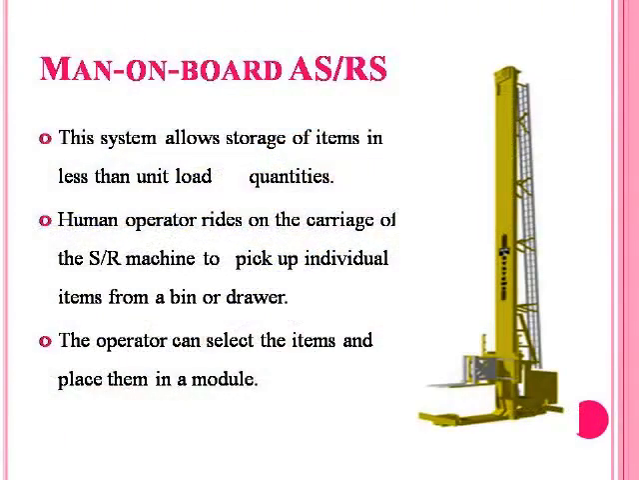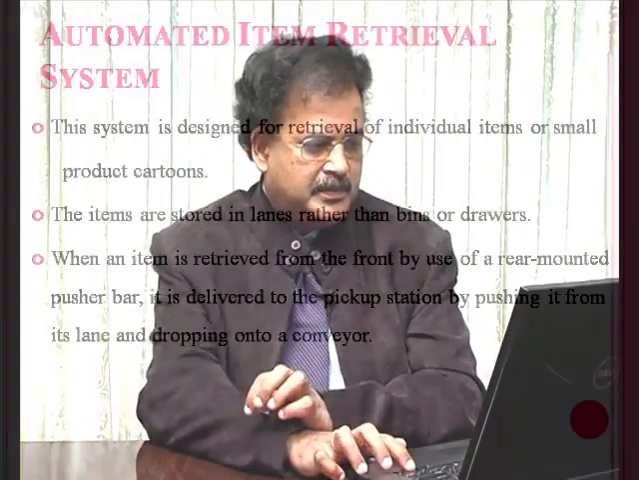Man on board ASRS. This system allows storage of items in less than unit load quantities. A human operator resides on the carriage of the SR machine to pick up individual items from the bin or drawer. So a human being stands on the SR machine, and he himself will pick up the parts or place the parts from the SR machine into the bins, or from the bins to the SR machine for unloading. The operator can select the items and place them in a module. It is a semi-automatic kind of environment, and in many situations this man on board ASRS is used widely.